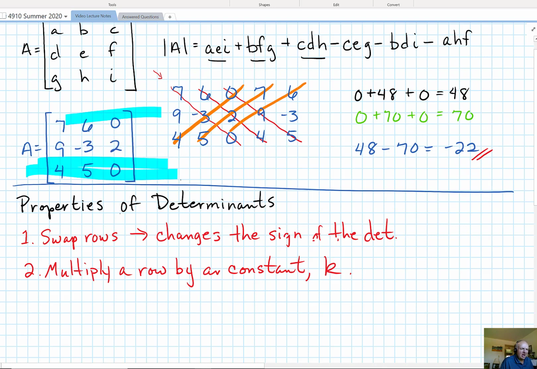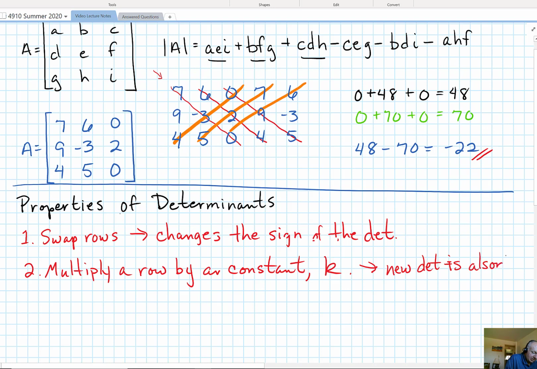And we do that a lot. We actually do that a lot when we are creating ones, right? Like for instance, if I wanted this to be a 1, I would multiply by 1/9, so my k would be 1/9. So the question is, what happens when you multiply by a constant? Well, the new determinant is also multiplied. What happens is you will multiply the determinant by k as well.